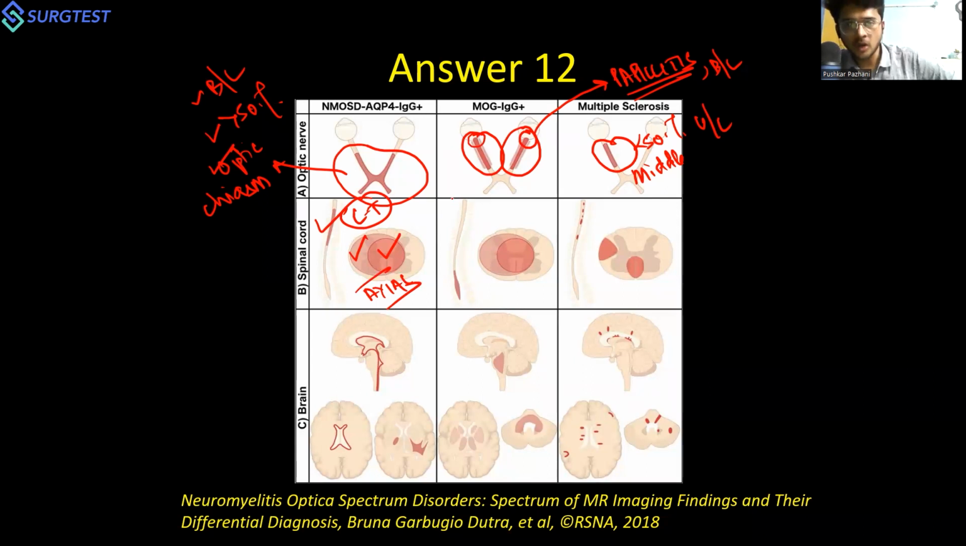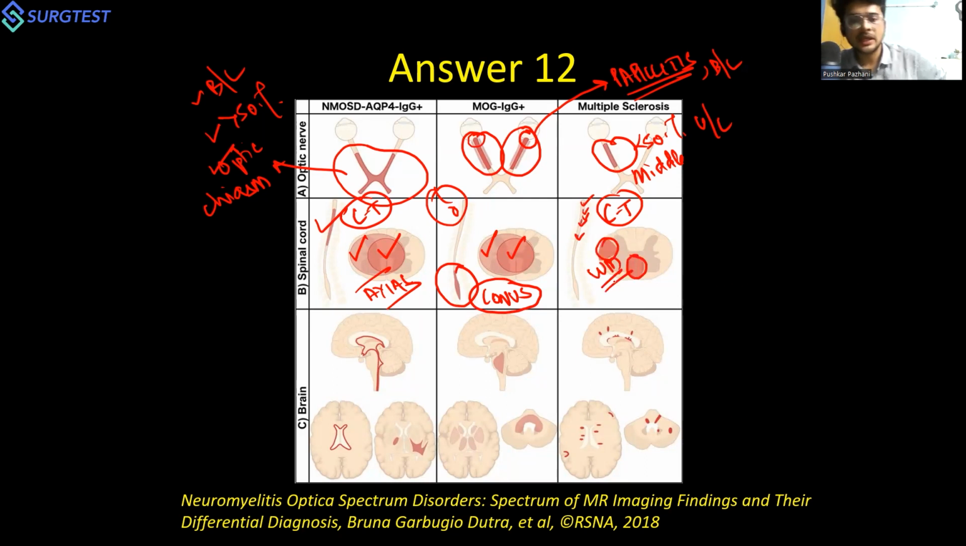So let's go to MOG. Very important, this is the question we had discussed. It has a predilection to involve the conus. So MOG has a very specific or peculiar involvement. It likes to involve the conus, and just like NMO, it can cause both white matter and gray matter involvement in the spinal cord. When you take MS, this also has a predilection for the cervicothoracic cord, but usually the lesions are somewhat patchy or short in nature. You can see it's very patchy.